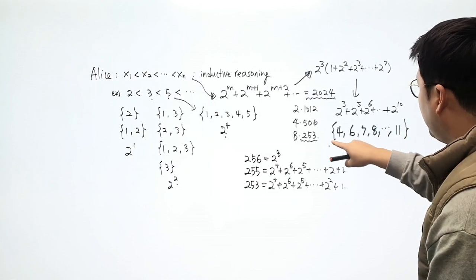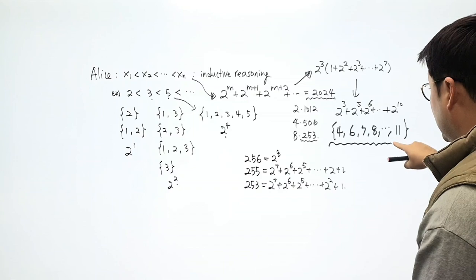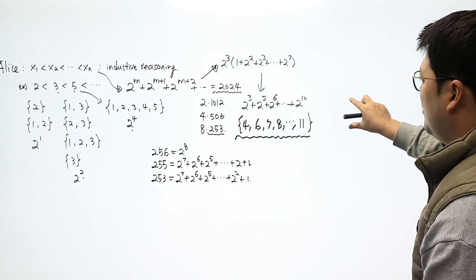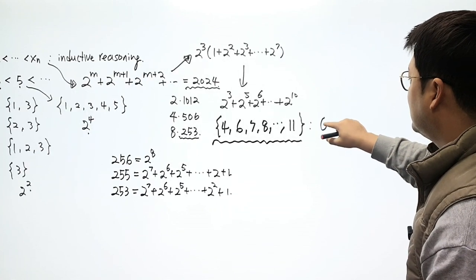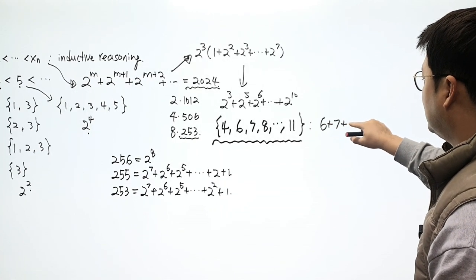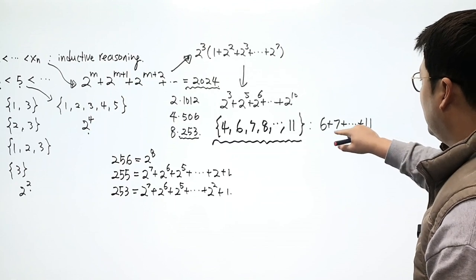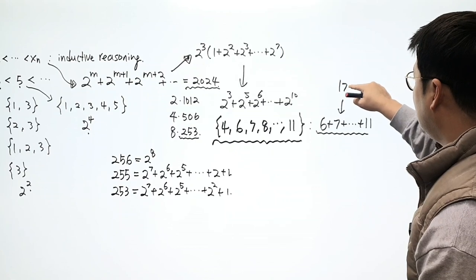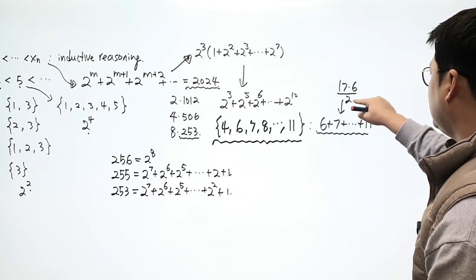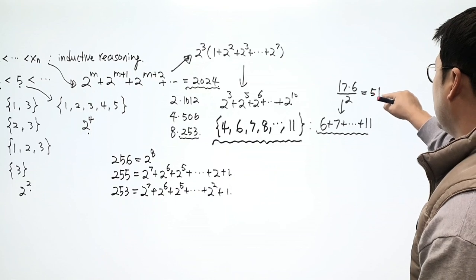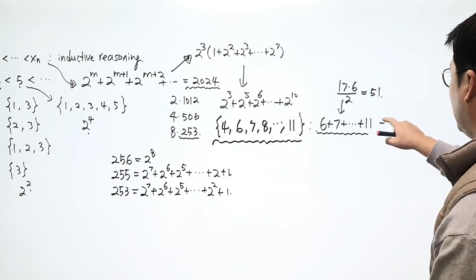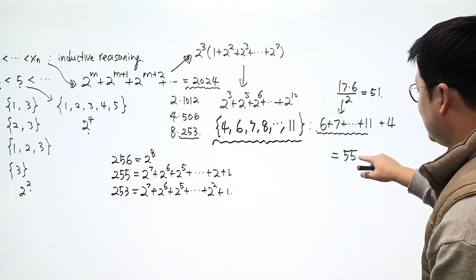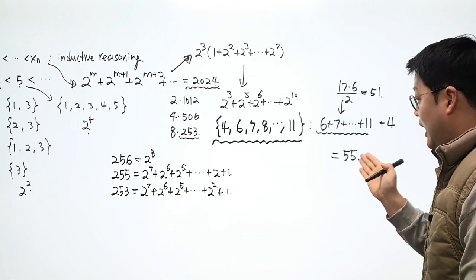And if you take the sum of all these values, well, what's the answer? Let's just try to figure out the last sum as well. Okay, so 6 plus 7 plus dot, dot, dot, plus 11. Well, that's just an arithmetic sum. So you know that that becomes 17 times 6 divided by 2. So that becomes 51. And we have the remaining 4 out there. So the answer becomes 55. And this is the answer for AIME number 6.